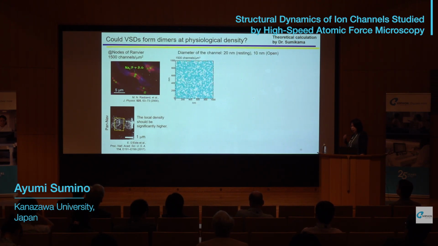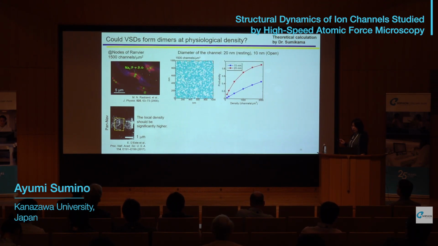And if we put circles having a diameter of about 20 nanometers, indicating the resting channel, with a random distribution in a square micron area with this density, the result is like this. So you can see many circles are overlapping in this random distribution.